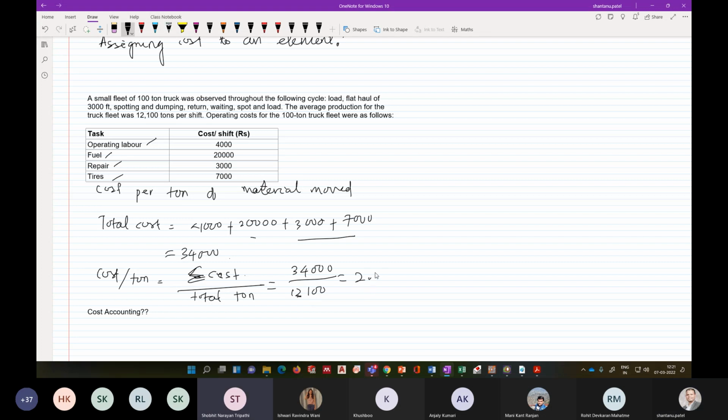2.81 rupees per ton. Sir, are you considering only one shift or multiple shifts? I was saying, are you considering only one shift or more? Yeah, for one shift, the total production is 12,000. Maybe the numbers are not good here, but you calculate something like this: what is the total cost and what is the total tonnage for that shift, and you just divide it. 2.81, not 2.8.